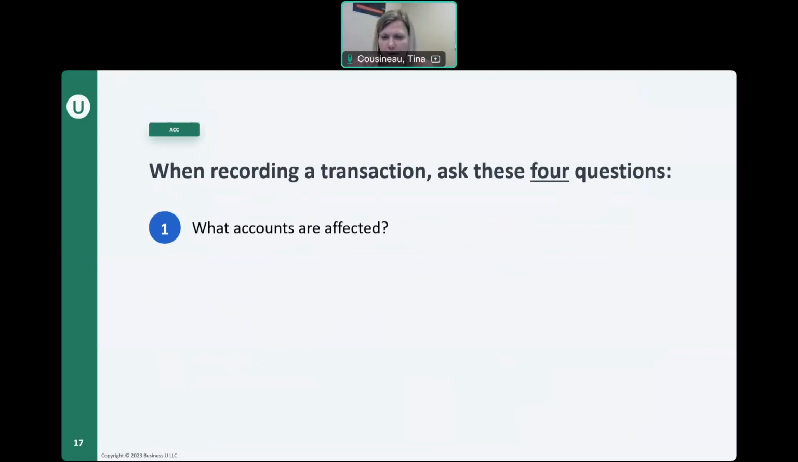Number 1, what accounts are affected? What accounts are impacted by this transaction? What accounts get debited and which ones get credited?